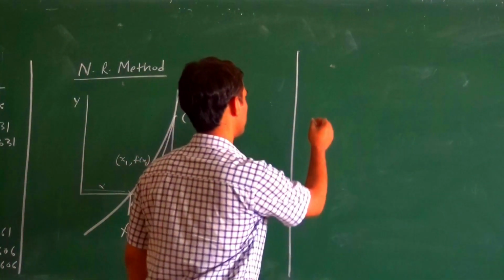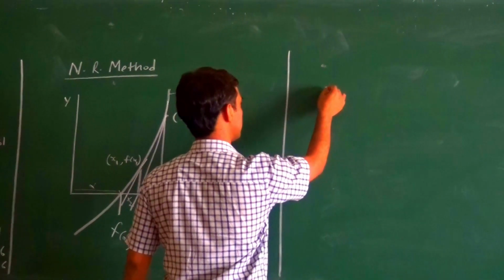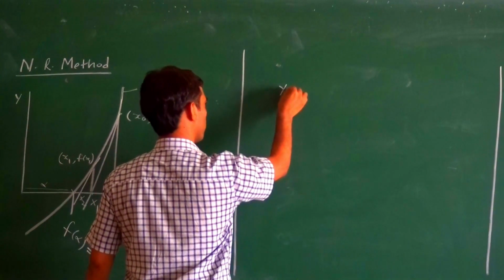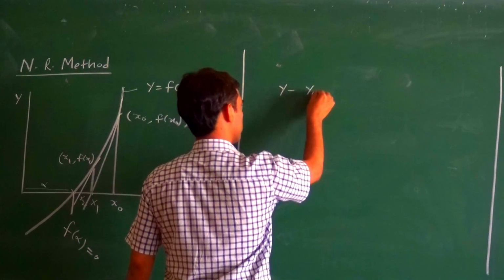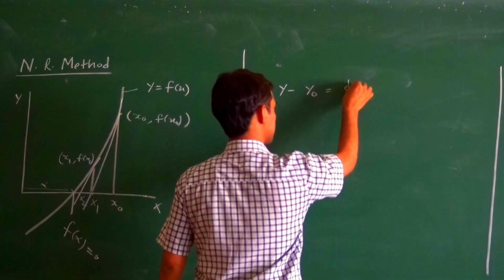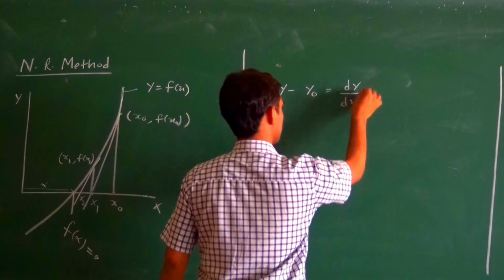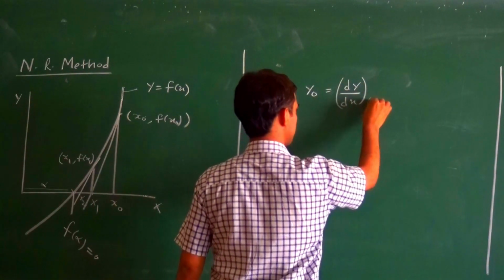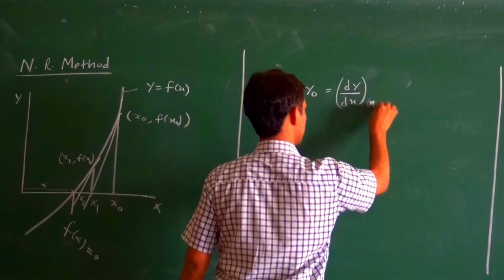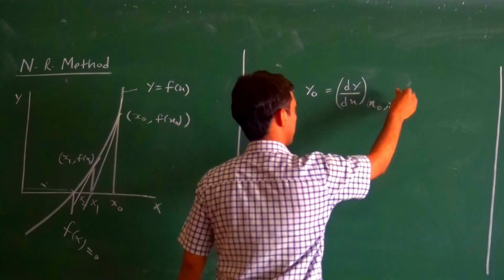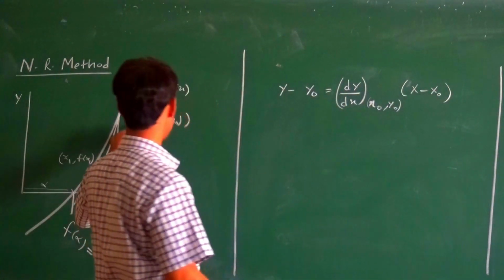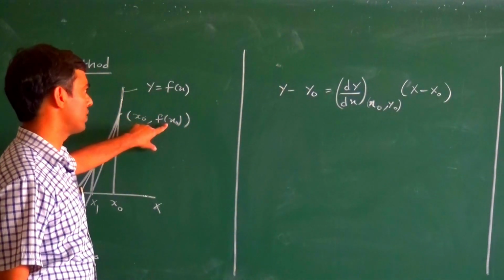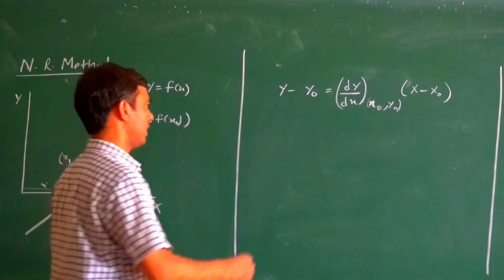Now how do we derive this mathematically? What is the equation of the tangent? The equation of the tangent is y minus y0 equals dy/dx, the slope at (x0, y0), times (x minus x0). And here x0 is x0, and y0 is f(x0).